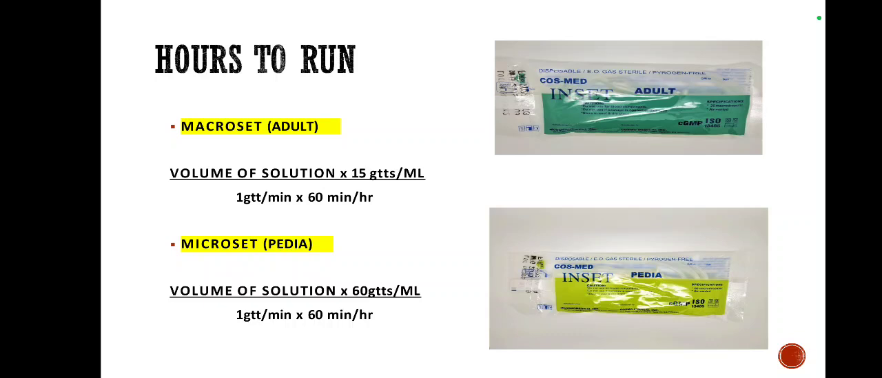For microset, we use the drop factor of 60 drops per ml. So this is constant actually. Again, for adult, it can be 15 drops per ml. There are books that may give you 10. It actually depends on the hospital policy. Certain hospitals use 30 drops, because in adult macroset we can use 15 to 30 drops per ml, and for microset 60 drops per ml.